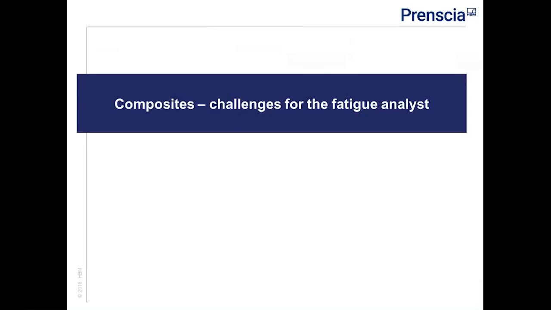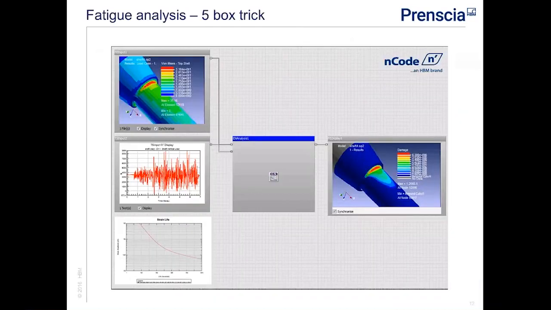So let's go on and outline some of the challenges that working with composites presents for the fatigue analyst. Anybody who's had anything to do with nCode over the years will be familiar with what we call our 5-box trick. So this is a simple picture of a fatigue analysis which comprises 3 inputs. The inputs being the geometry as represented by a finite element model here that we use to calculate the transfer function between the applied loads and the local stresses and strains that drive fatigue damage.